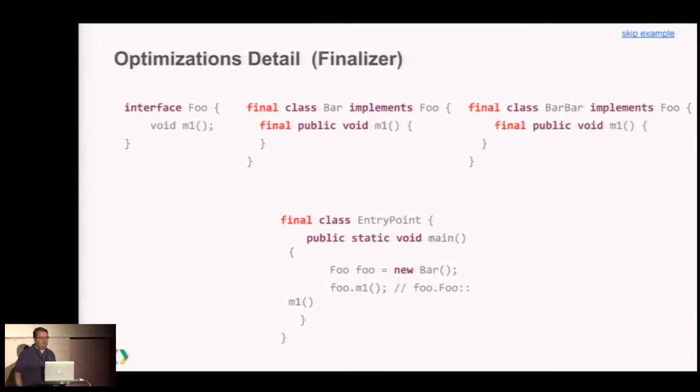And so the first step is, let's run Finalizer. Since Bar has no subclasses, we mark it final. Since m1 is not overridden in any subclass of Bar, we mark it final. The same thing for here. And the entry point is also marked final.